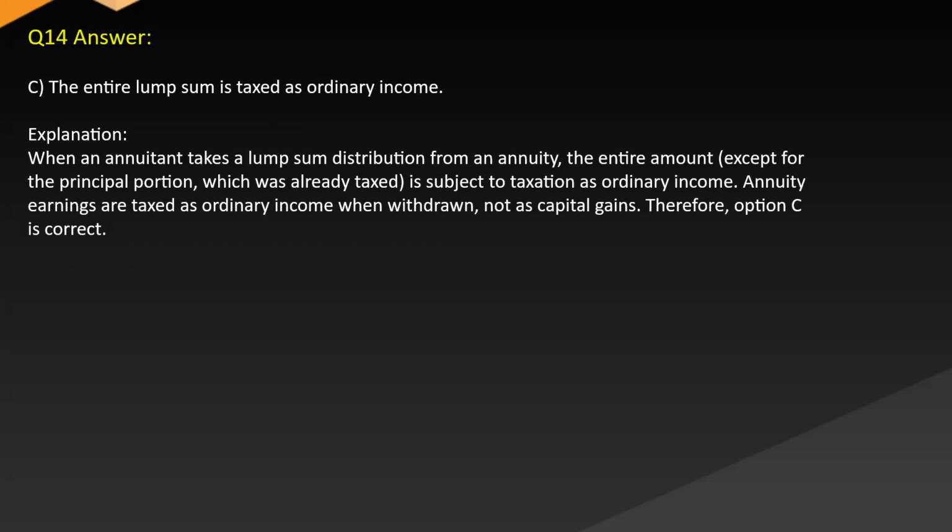Answer. C. The entire lump sum is taxed as ordinary income. Explanation. When an annuitant takes a lump sum distribution from an annuity, the entire amount, except for the principal portion, which was already taxed, is subject to taxation as ordinary income. Annuity earnings are taxed as ordinary income when withdrawn, not as capital gains. Therefore, option C is correct.